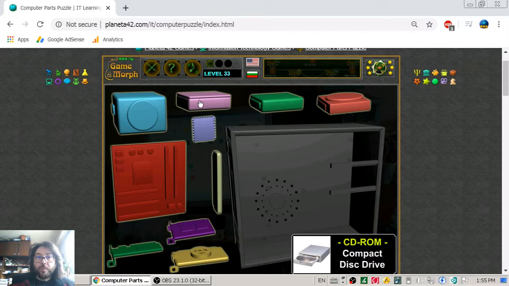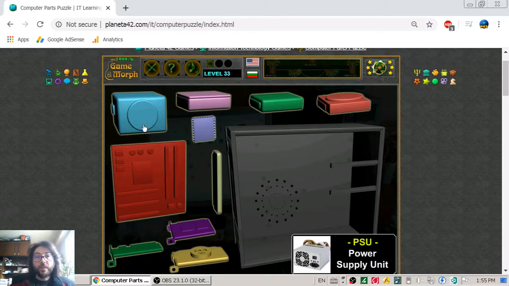Let's see what is the hardware that we have. We have the power supply unit, a CD-ROM drive, a floppy drive that is no more used, a hard disk drive, the processor, the main board, and three adapters or cards.